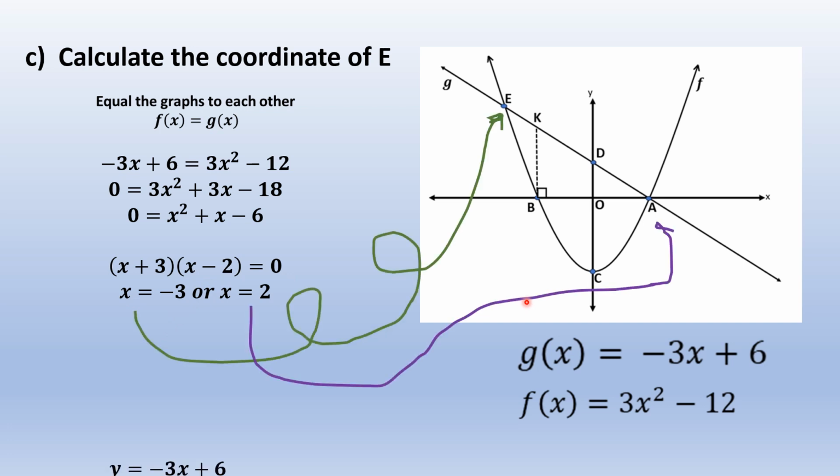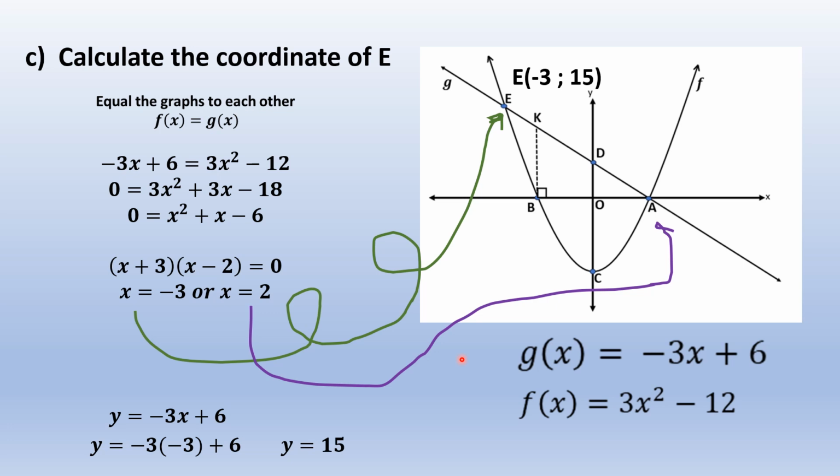We already found A, so we know that that is (2, 0). Now we're going to use x is negative 3, and I'm going to plug it into the straight line, because then there's no square in that. So we're going to look at that g of x. I'm going to plug it in there and find that y is 15. So your point of intersection is E, which is (-3, 15). I hope that makes sense. If you plug in the x value as 2, negative 3 times 2 is negative 6 plus 6, which will give you that A value (2, 0). But we already knew that, hey?